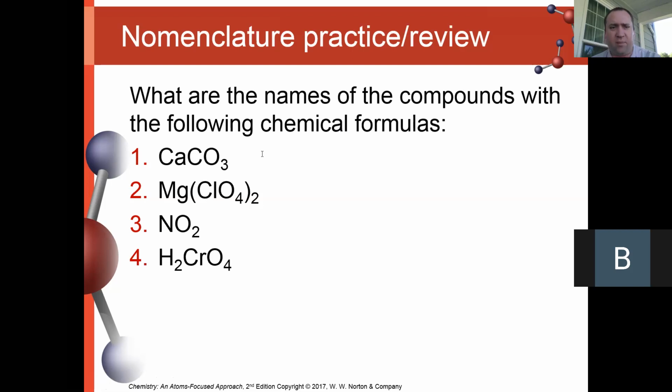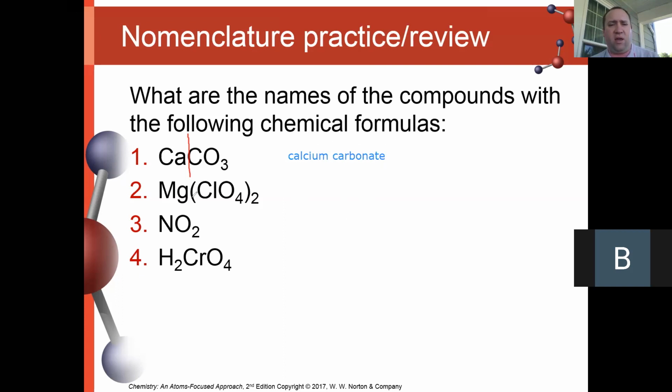If it's an ionic compound, then I need to separate the cation and the anion, so the metal and the nonmetal part. And so the metal part was calcium. The nonmetal part, CO3, that's on your polyatomic ion list. That's just something that you're going to have to know. This is the carbonate ion. So put those together, and we have calcium carbonate.